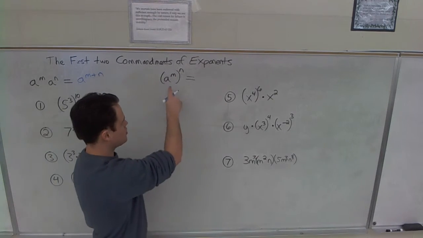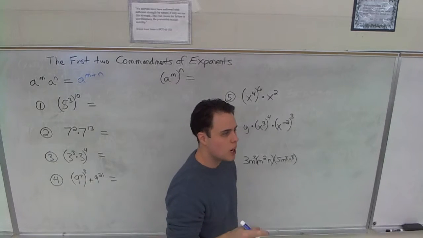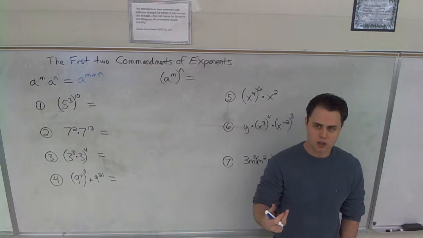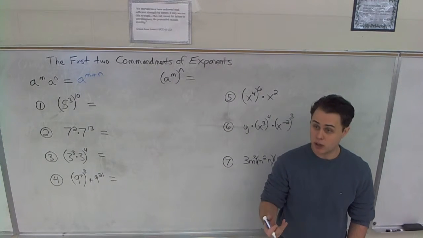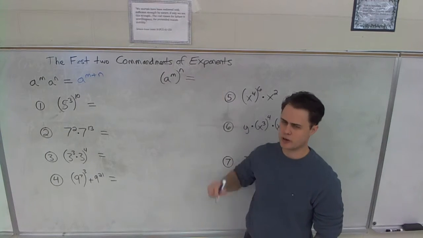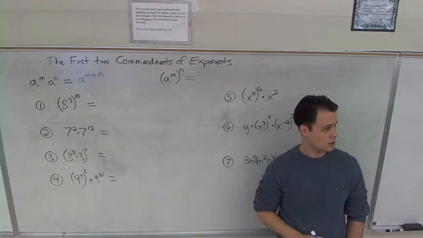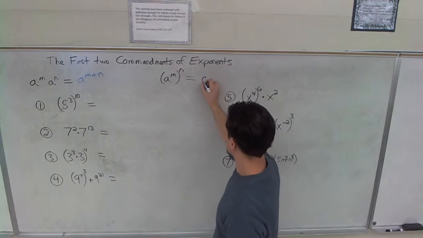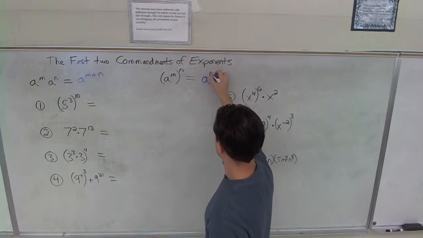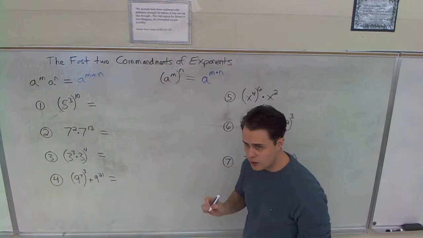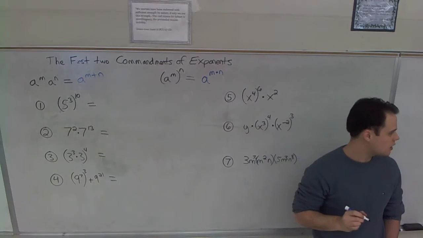Okay, how about this one? This is the commandment I like to say, power to power. So you have one power, and then you're raising that expression to another power. If you have a power to power expression, how does that go, Sierra? Isn't it a to the m times n? Yes, you multiply the exponents. That's key. That's the way I remember.